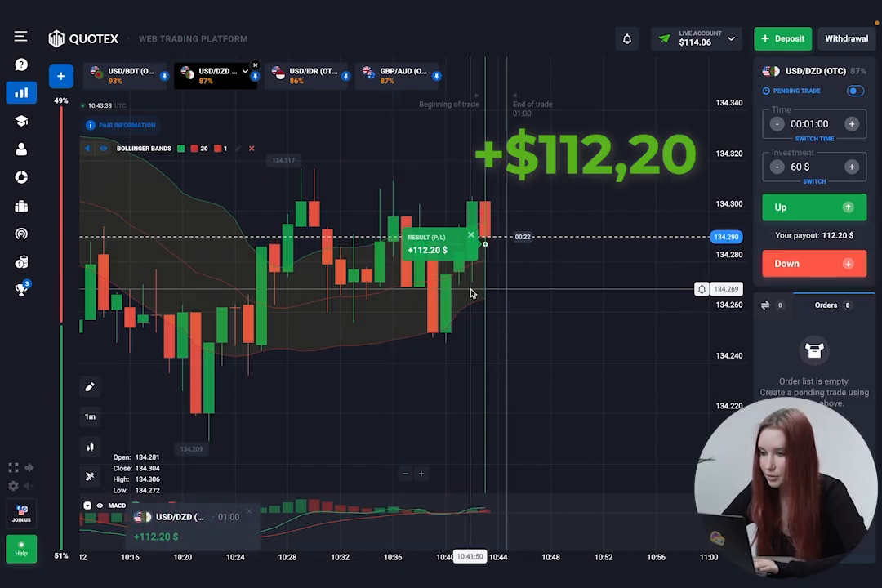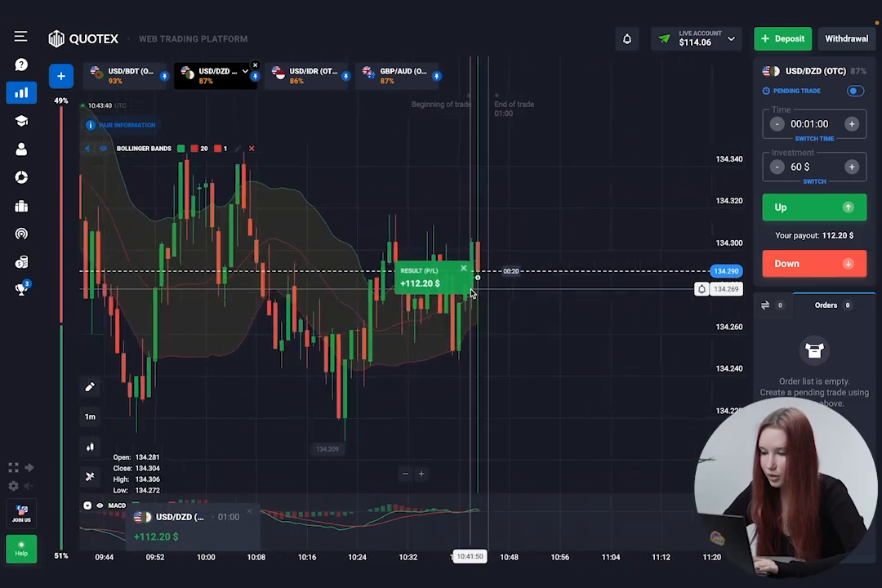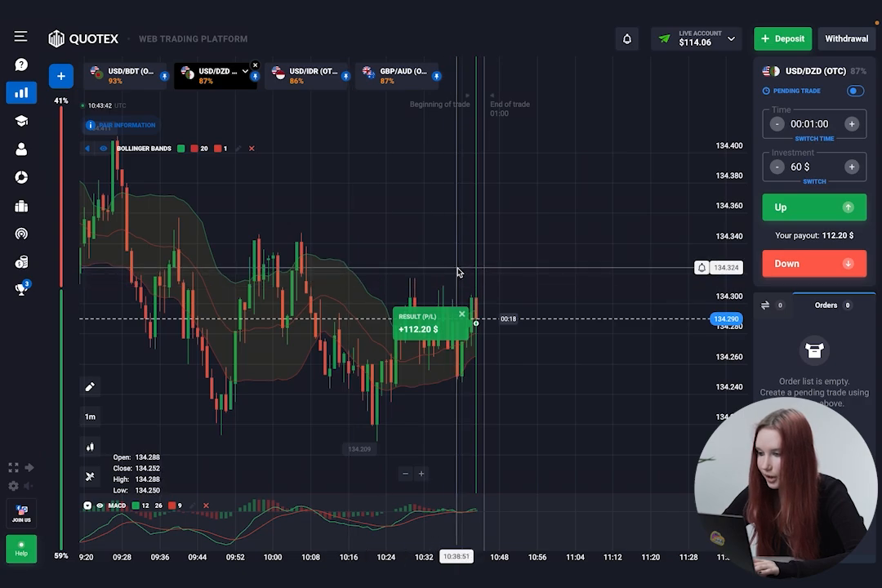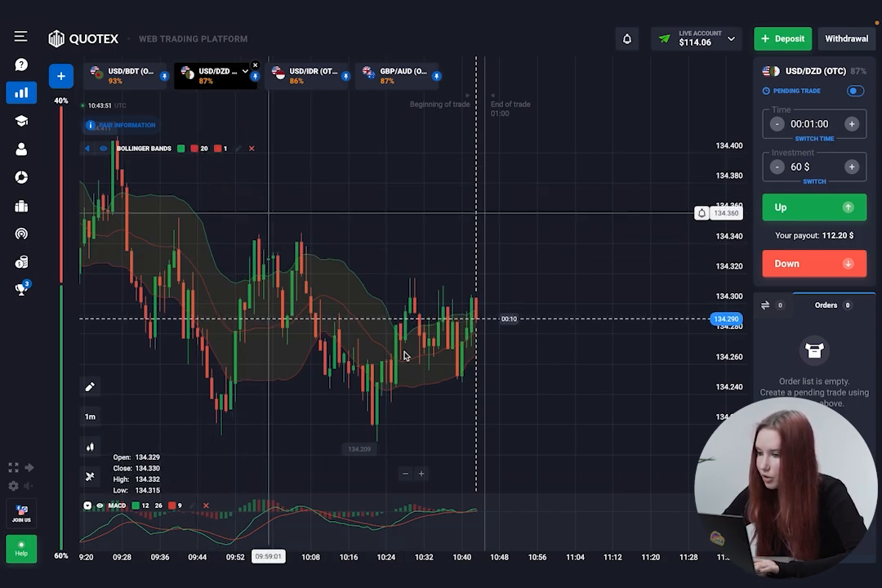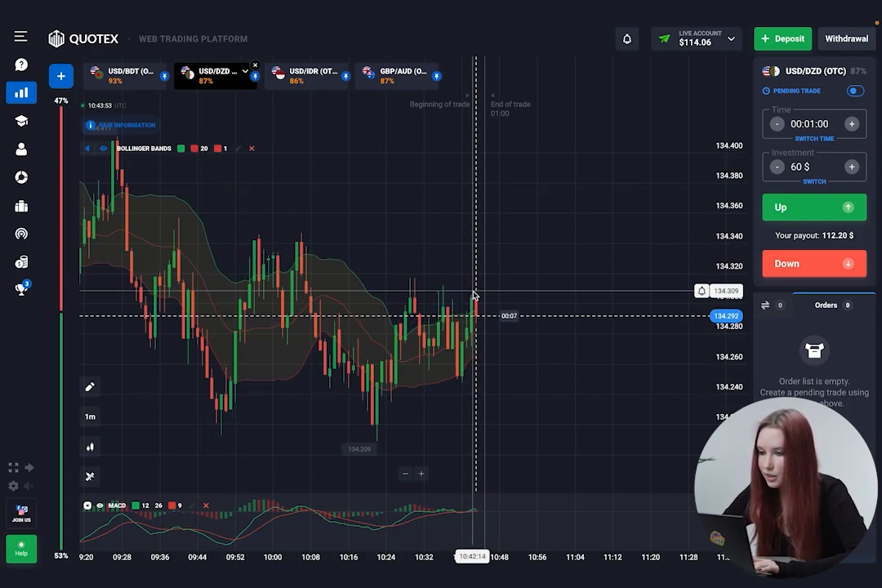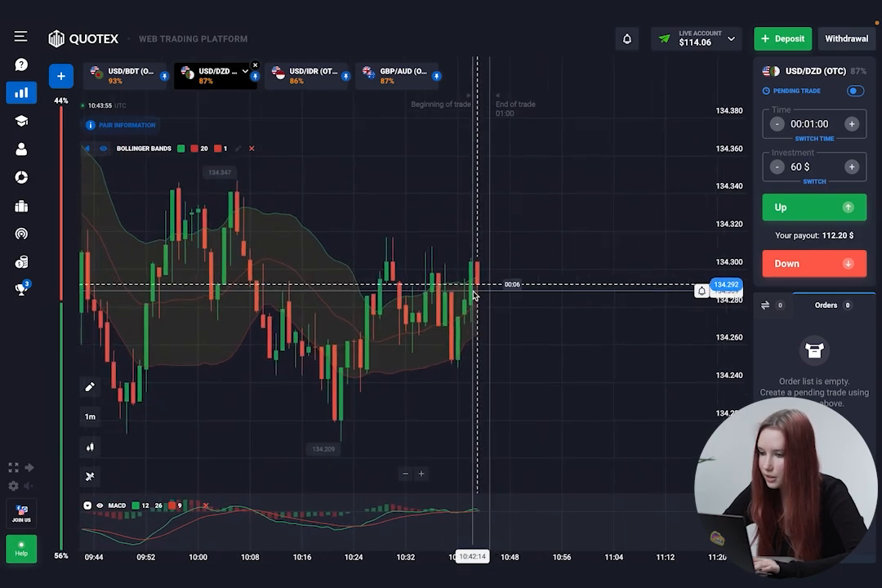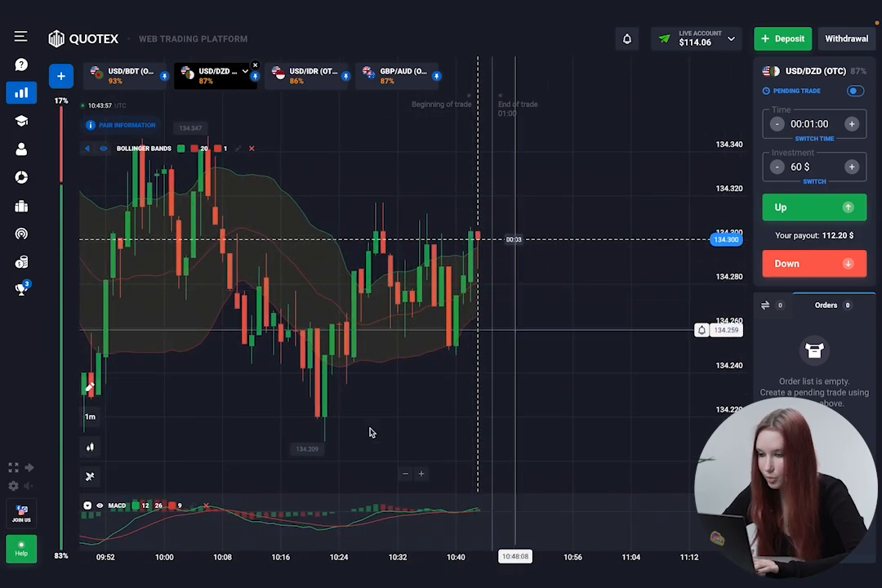Wow, great! I'm so glad to share this strategy with you because, as you see, it's really working. Everything's so simple. You see the Bollinger Bands indicator, you just set this Bollinger Band indicator, change the period from 5 to 20 and then just enter the deal. Trade by trade, you make your profit.